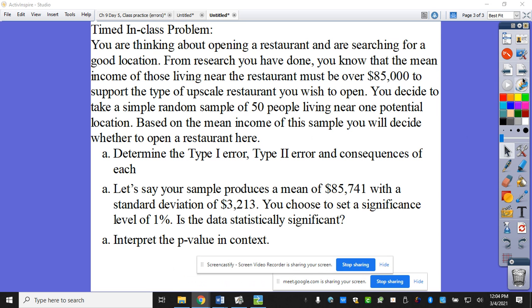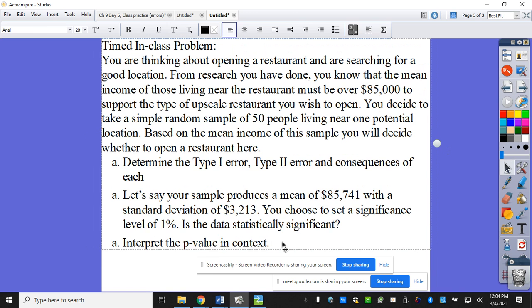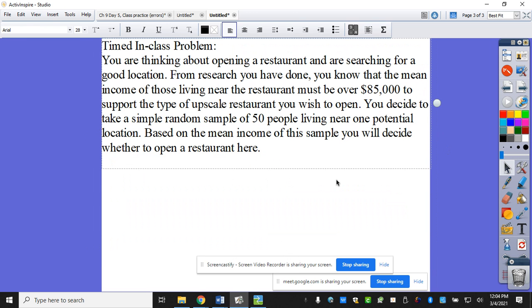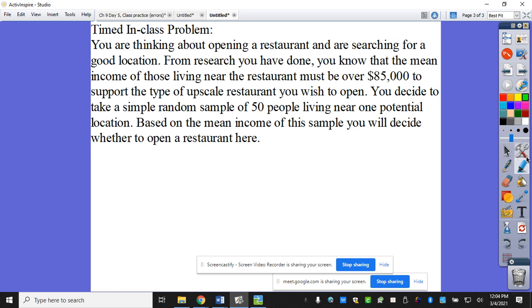Alright, so let's talk about going through the problem itself first. You're thinking about opening a restaurant and searching for a good location, nothing specific there. From research you've done, you know that the mean income of those living near the restaurant must be over $85,000. So it told us mean.